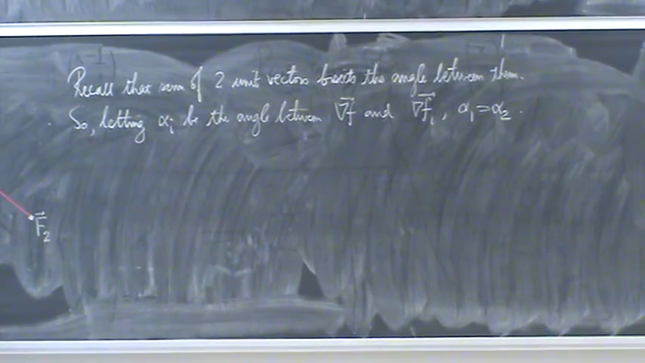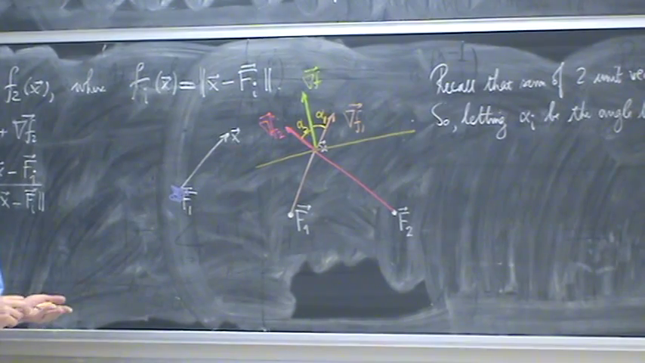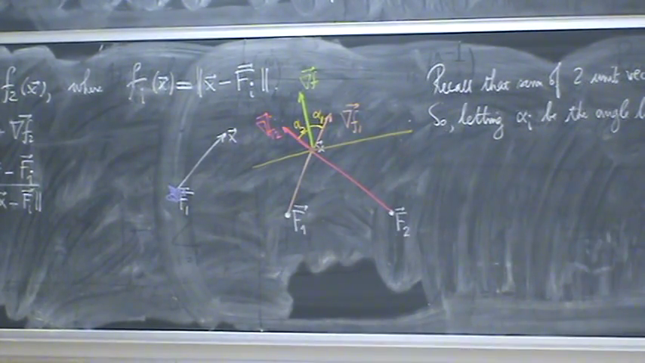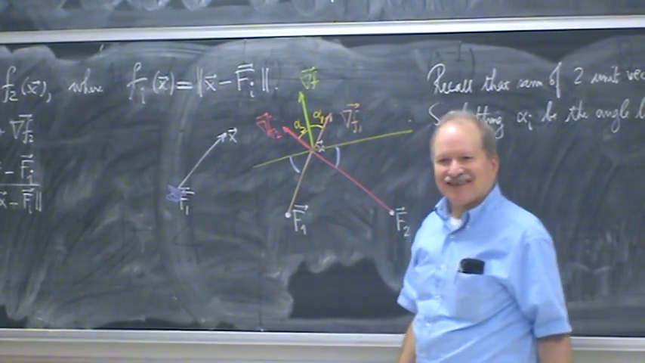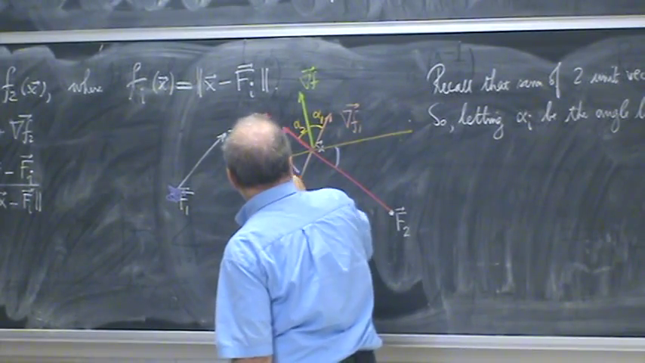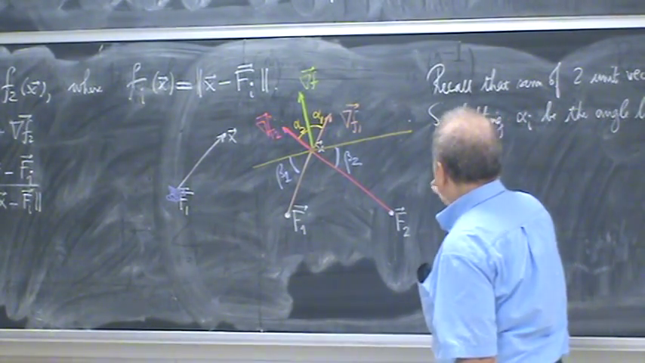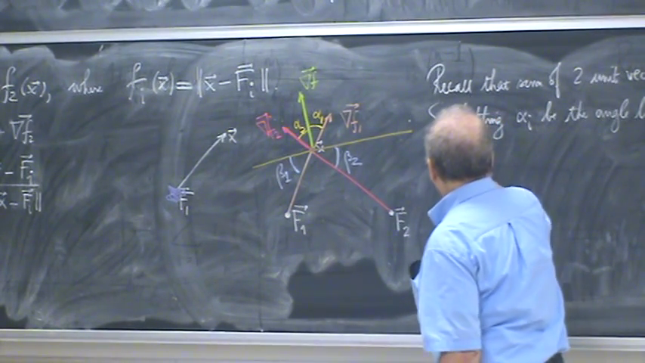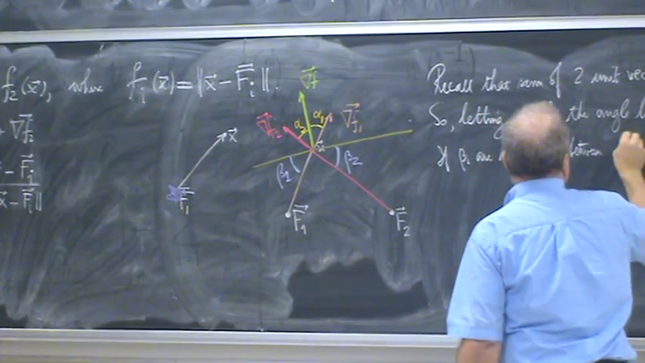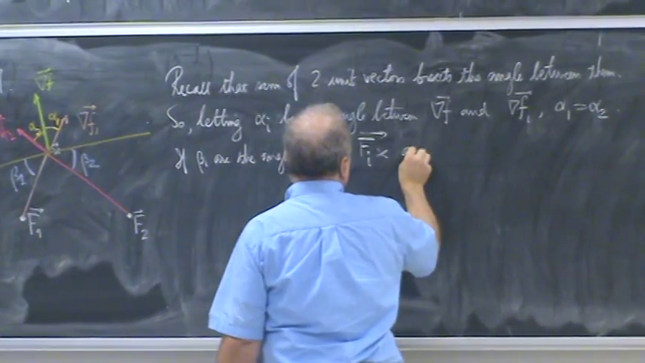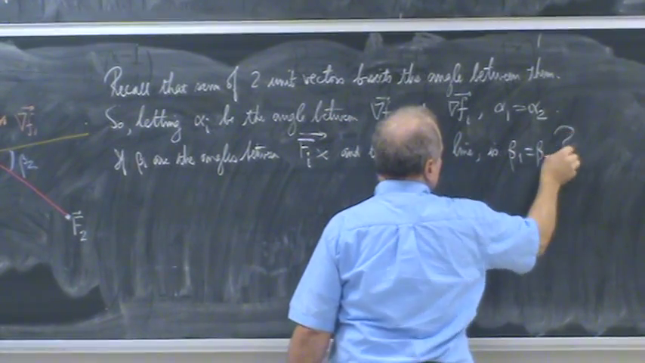Meanwhile, back at the ranch, there was the tangent line. And we were asking what question? We were asking if these angles matched, right? So let's call this angle beta 1 and this angle beta 2. And the question we ask ourselves is: if beta I are the angles between the vector from the focus to x and the tangent line, is beta 1 equal to beta 2? That's the question.